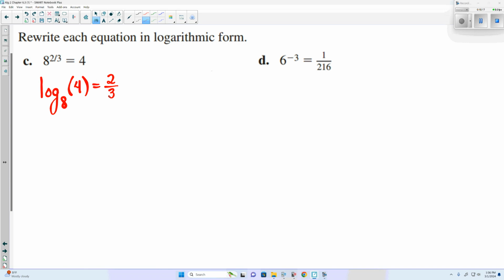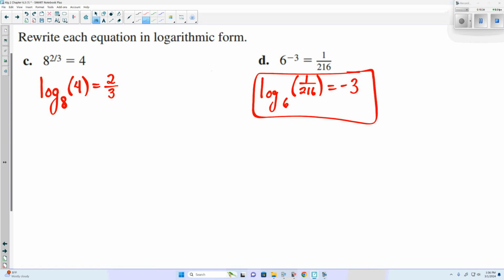Let's look at the next one. 6 to the negative 3 equals 1 over 216. Log base 6 of 1 over 216, our base 6, is negative 3. Did I get that right? Yes.